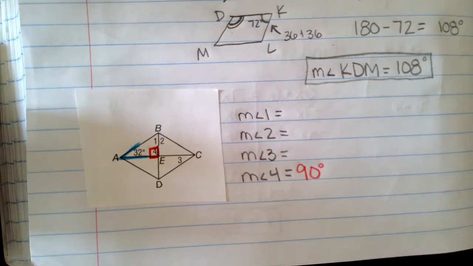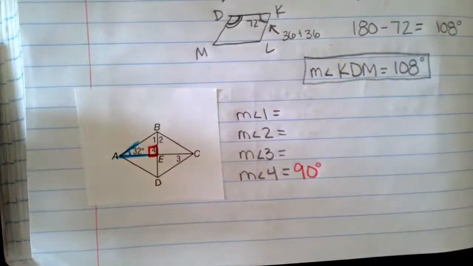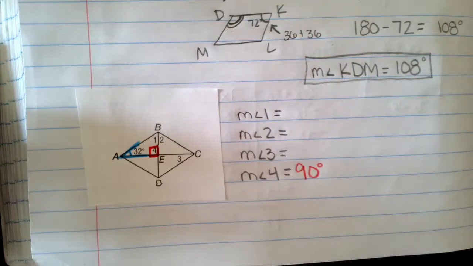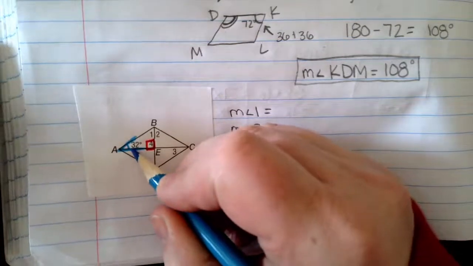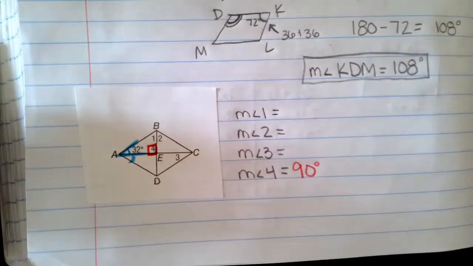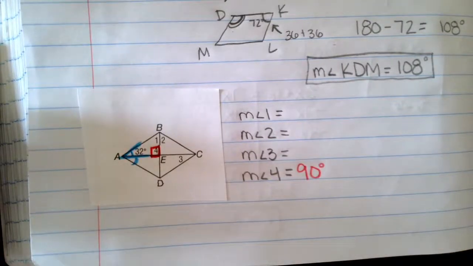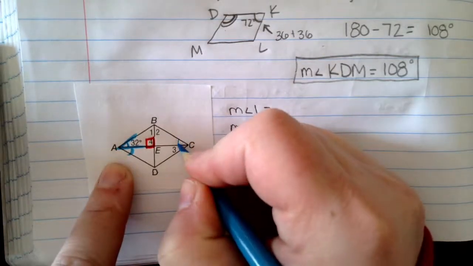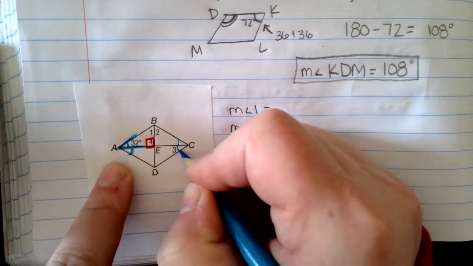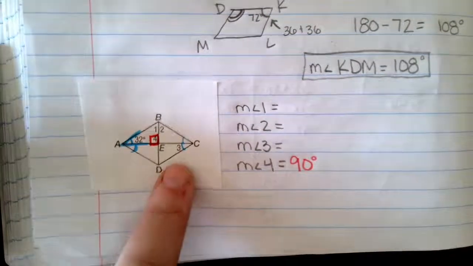What do we know is congruent to the 32? The one above is congruent to the one below. What other angles are congruent to these ones? Yeah, cross, opposite. So the C and the one below C. So now we know the measure of angle 3. What's the measure of angle 3? 32.